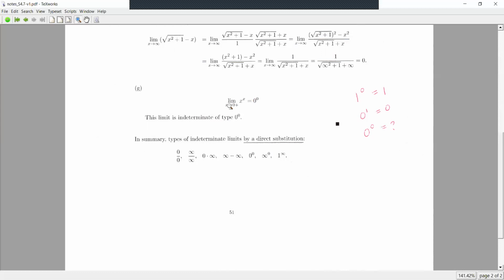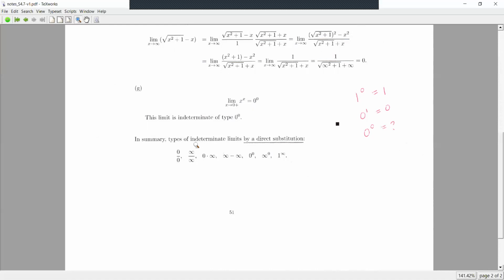Then how to get this limit? This time, use a table. You cannot simplify the function. This function is simple enough. Use a table. Okay, now let me make a summary about the types of indeterminate limits.